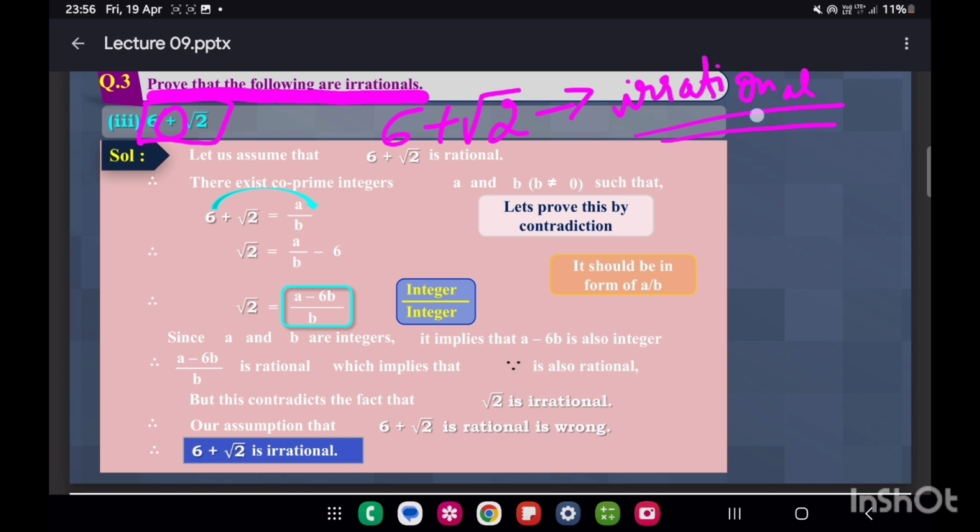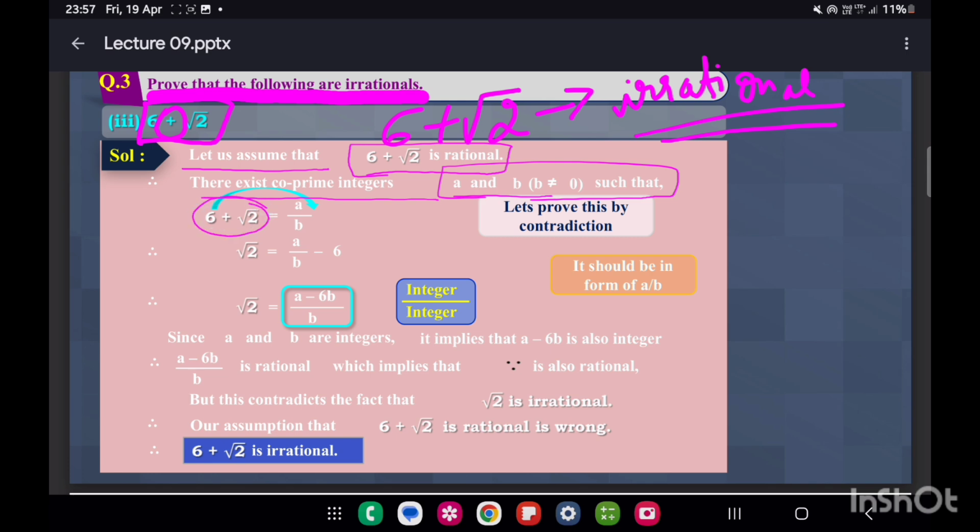Now let us assume that 6 plus root 2 is rational. Opposite to the question, we have to take the statement. In the question it is given that 6 plus root 2 is irrational, so the converse is that 6 plus root 2 is rational. There exist co-prime integers a and b, b not equal to 0, such that 6 plus root 2 is equal to a by b.